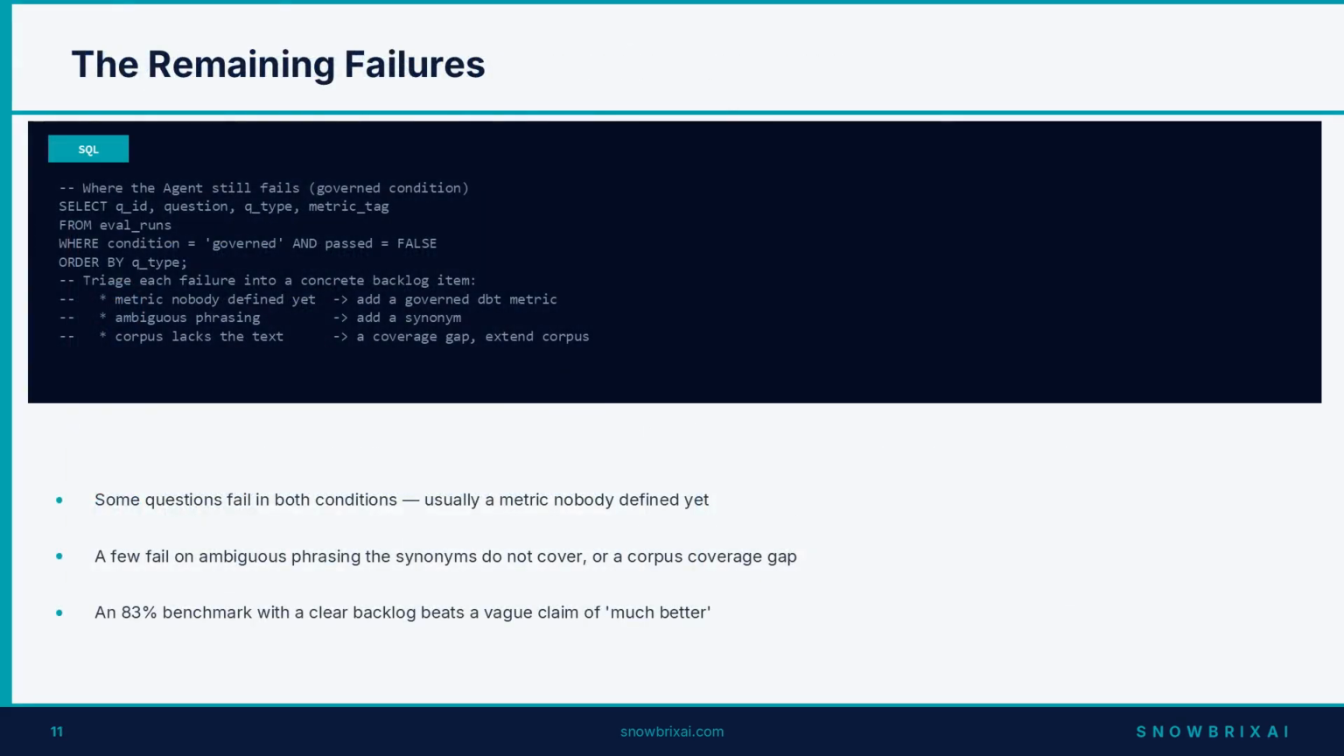Look at what still fails. This query pulls every question the agent missed in the governed condition. Some fail in both, usually a metric nobody has defined yet. A few fail on ambiguous phrasing the synonyms do not cover. Others fail because the corpus simply lacks the text, a coverage gap, and each one becomes a concrete backlog item. Define a metric, add a synonym, extend the corpus. An 83% benchmark with a clear backlog beats a vague claim of much better.